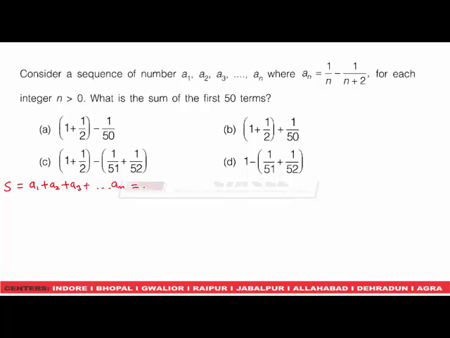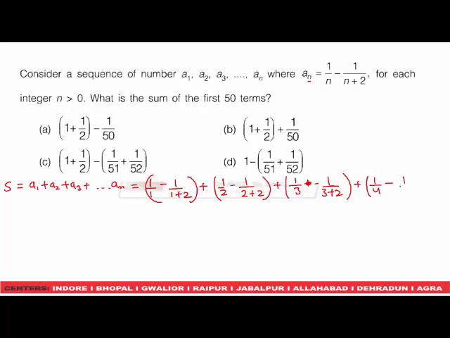Up to an. So if an is this, then a1 will be, putting n equal to 1, 1 by 1 minus 1 by 1 plus 2, plus a2, putting n equal to 2, 1 by 2 minus 1 by 2 plus 2, plus a3 will be 1 by 3 minus 1 by 3 plus 2. Similarly, a4 will be 1 by 4 minus 1 by 4 plus 2 and so on.